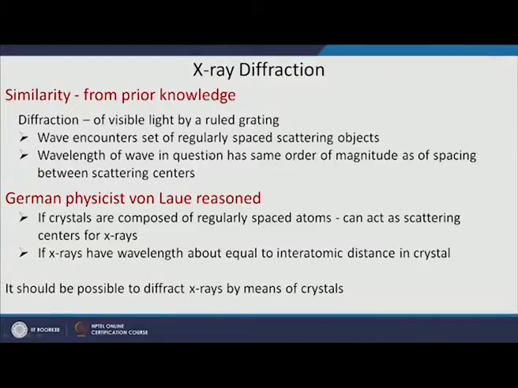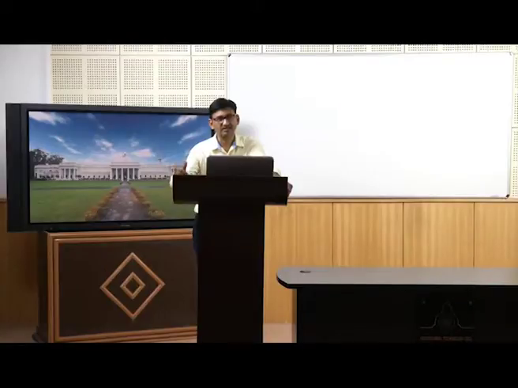So, already people knew before X-rays were discovered that in visible light, if you take a ruled grating, that is a regularly spaced scattering object, then this particular wave, the visible light, will have this diffraction effect, and somewhere you will see more light, somewhere you will see a darker region, that means less light is there. So, that means some diffraction effect is taking place.